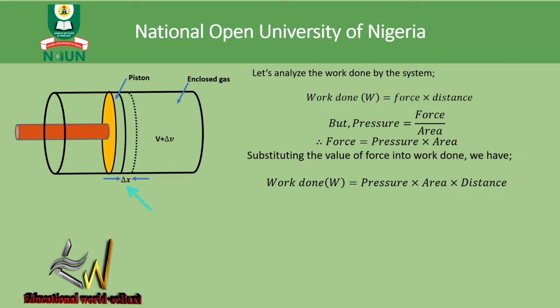So if you look at it now, we are looking at a volume change there. Base area times height or distance is volume. So we can now represent work done as simply pressure times volume. So work done is now pressure times volume, PV.